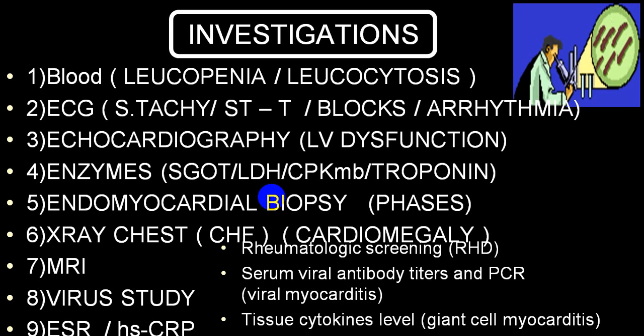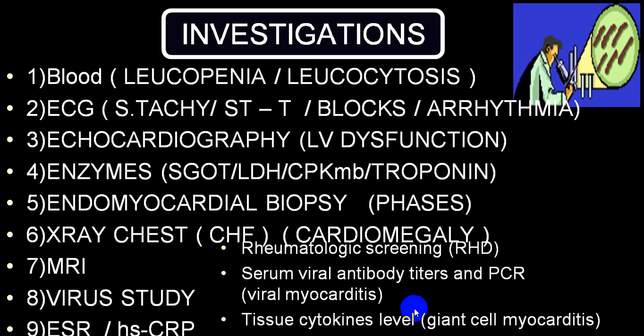X-ray chest might show you little amount of cardiomegaly with pulmonary congestion, and in case of congestive heart failure, even pleural effusion. MRI may be helpful. Viral study is important to identify the involvement. ESR and HSCRP will be helpful to assess the inflammatory process, and they are inflammatory biomarkers. You can go for rheumatological screening, viral antibody screening and PCR test, and tissue cytokines level in case of a giant cell myocarditis, ANA, SLE in case of collagen disorders.